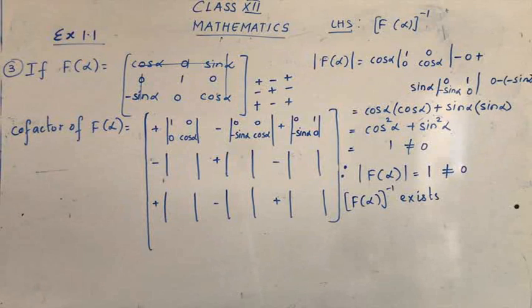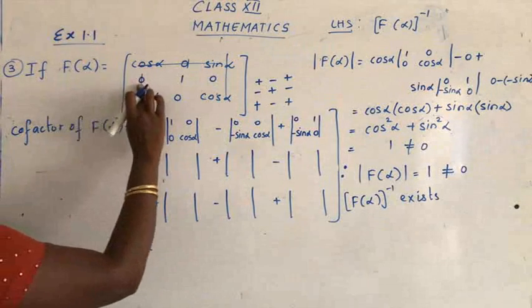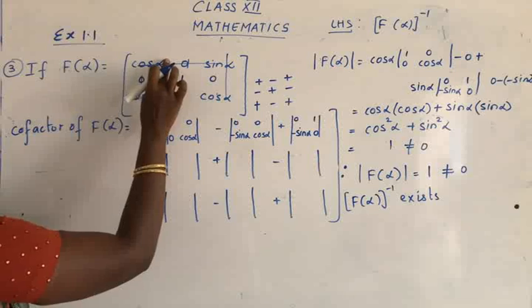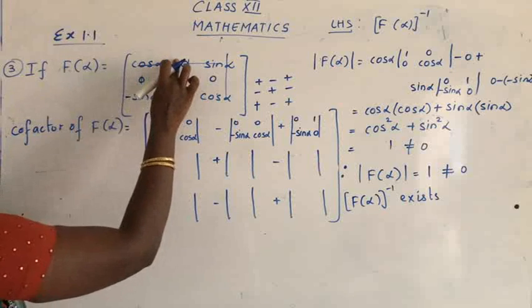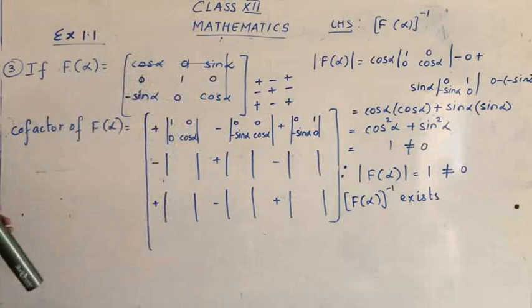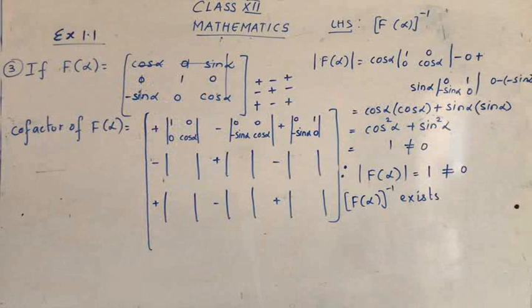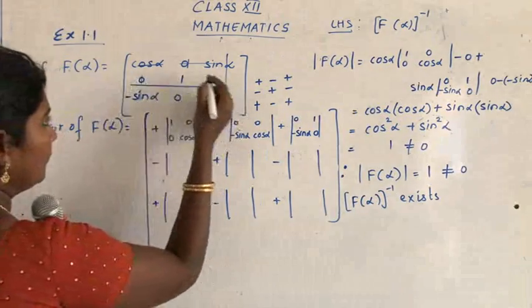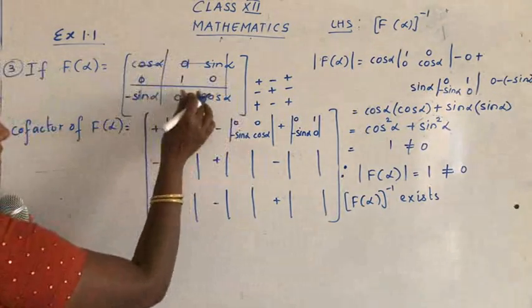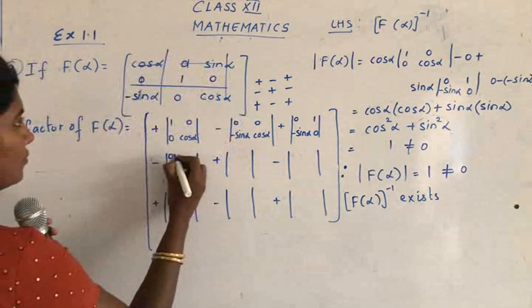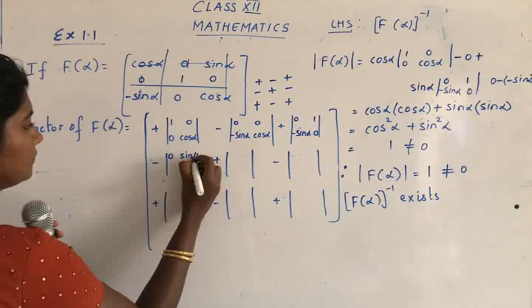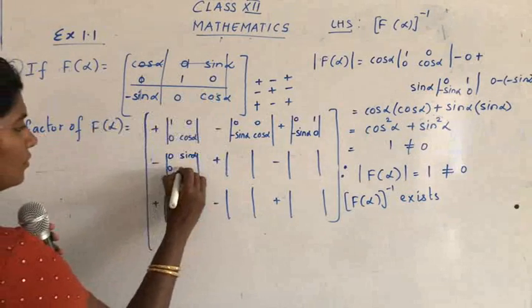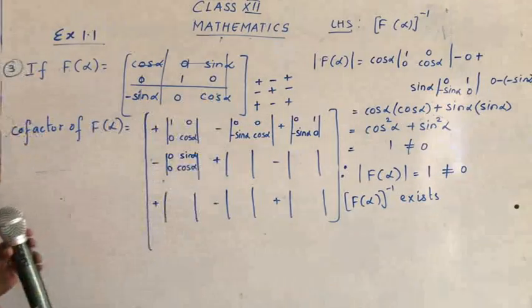Coming to the second row, similarly, you are going to proceed. How we have seen this in our question number 1? So we have used this, yes? So complete it. So now second row. Eliminate that particular row and the column. So what is left now? 0 sine alpha, 0 cos alpha.